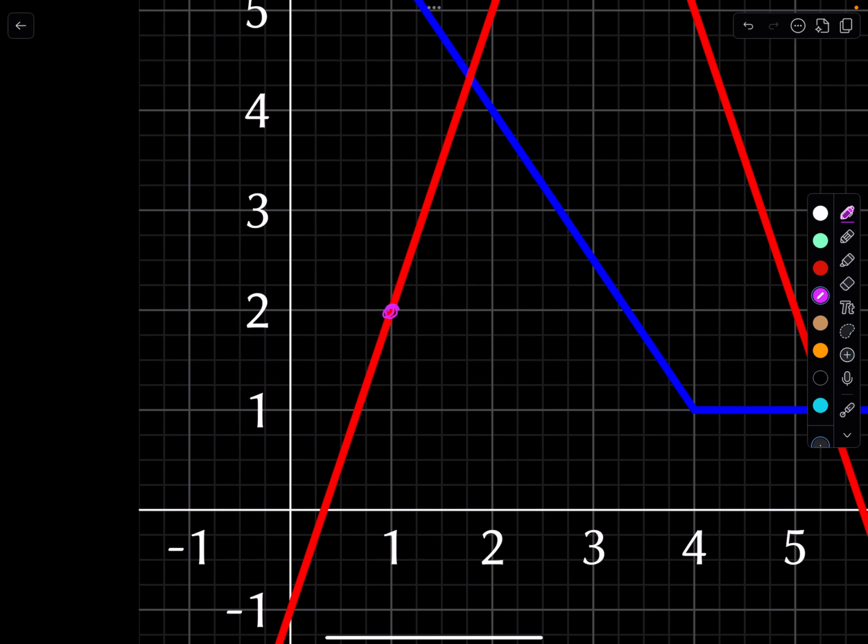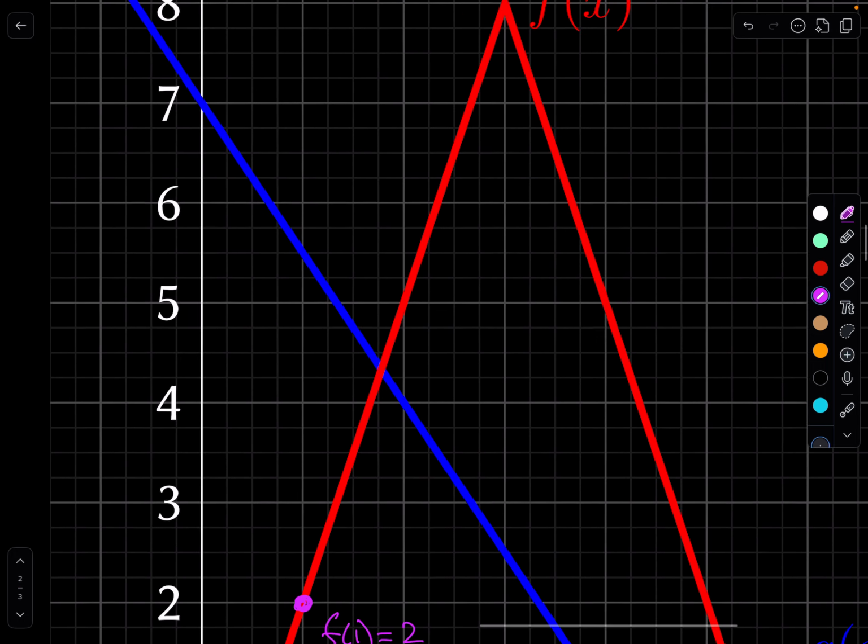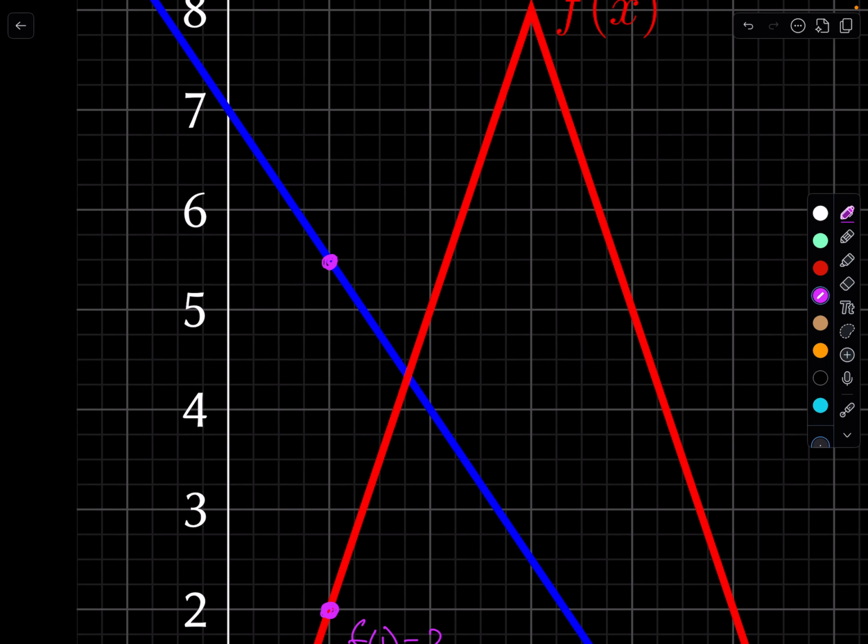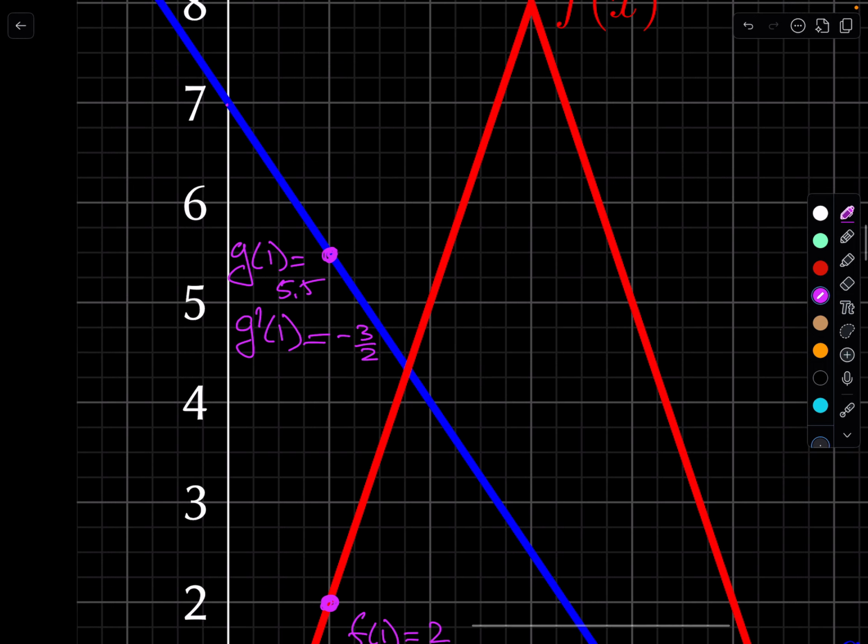So it looks to me like f of 1 is equal to 2. And f prime of 1 is 3. That's the slope. And notice that this is a straight line and the slope is 3. G, on the other hand, g of 1 is equal to 5.5. g prime of 1 looks like it's negative 3/2. Rise over run. So I'm just figuring out the slope of this line here.